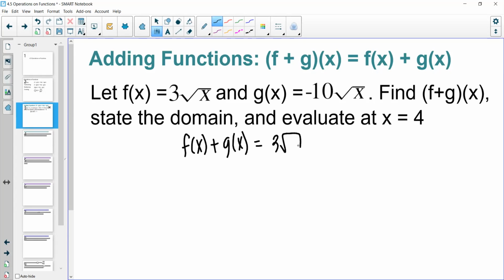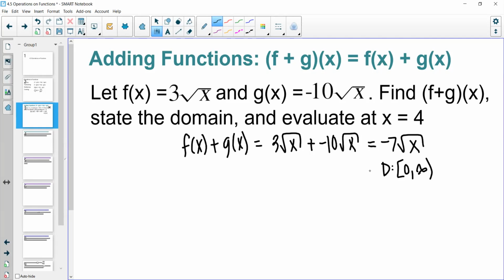So we've got 3 root x plus negative 10 root x. Well, 3 plus negative 10 is actually going to give us a negative 7 square root of x based on those properties of adding radicals. So now that we have this, we want to state our domain. Now, if we want to find the domain, a really easy way to do this is to actually graph it. But in this case, knowing that this is a function, our domain here is actually going to be any number greater than or equal to 0. And we know that because we cannot put a negative number into a radical sign if we want a real solution out.